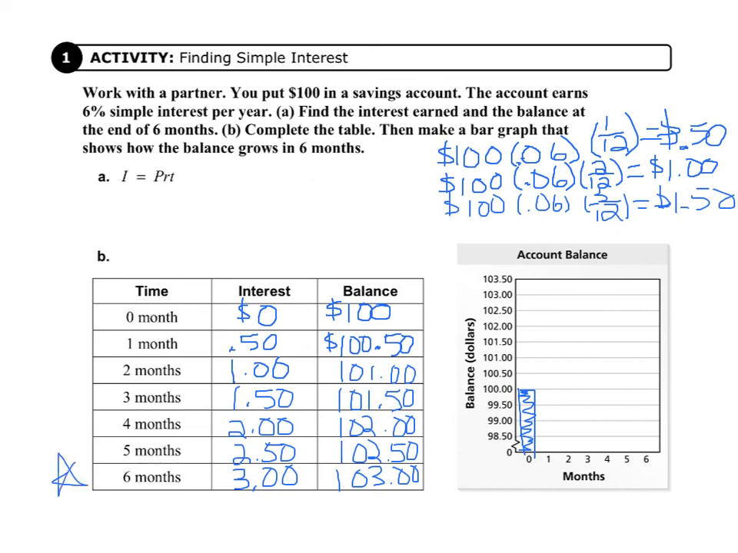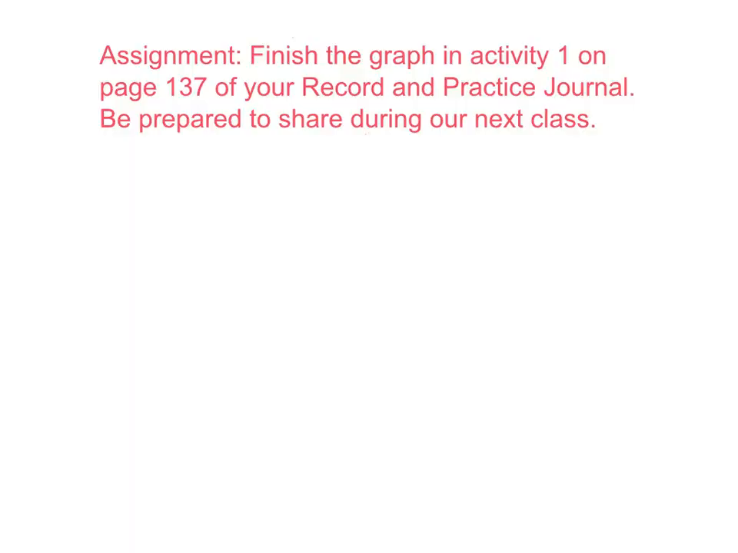The interest earned was $3, and the balance was $103. Your job is to finish the graph. So you need to graph the balance for months 1 through 6. Your assignment for this lesson is to finish the graph in Activity 1 on page 137 of your Record and Practice Journal. Be prepared to share during our next class.